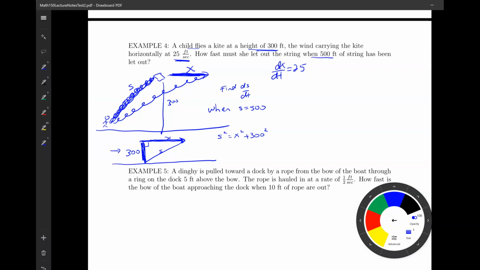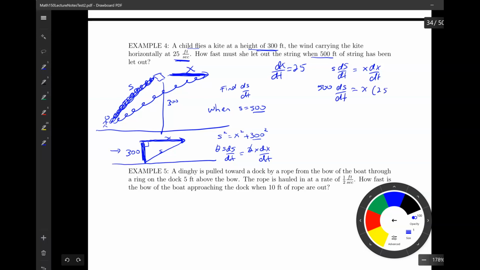So now I'm ready to take the derivative. 2s ds dt, 2x dx dt, and the derivative of 300 squared is 0. So the 2's go away. So let me bring it up here. All right, so I have s is 500. ds dt is what I'm trying to find. X I don't know, and I know that dx dt is 25.